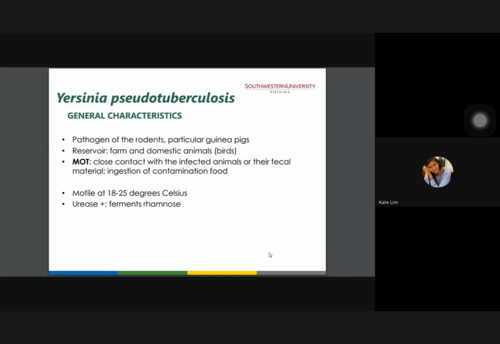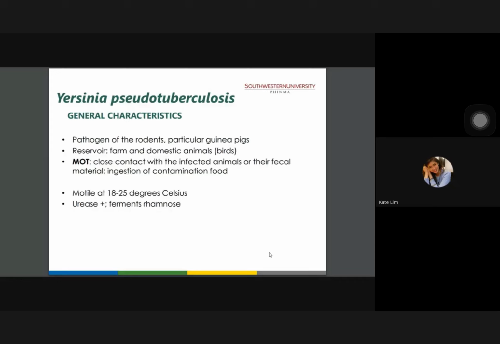Your Yersinia pseudotuberculosis is also motile at temperatures ranging from 18 to 25 degrees Celsius. So they're also motile at this temperature. They're also temperature sensitive, just like your enterocolitica. This temperature range would reflect the ability of the bacteria to thrive in cooler environments. This is very typical for many environmental and animal-associated bacteria.